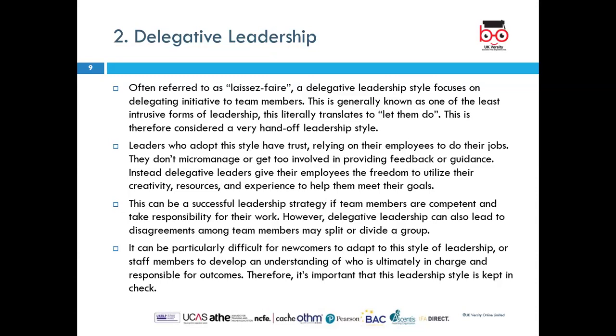Otherwise, it can also backfire. There could be disagreements between teams because you're giving them all the authority. So there may be division of groups. Some people may like a strategy, some people may not. And it can be difficult also for newcomers. A newcomer doesn't know what to do. It's a new place for them.